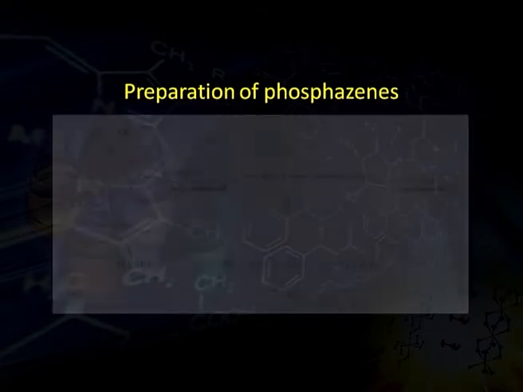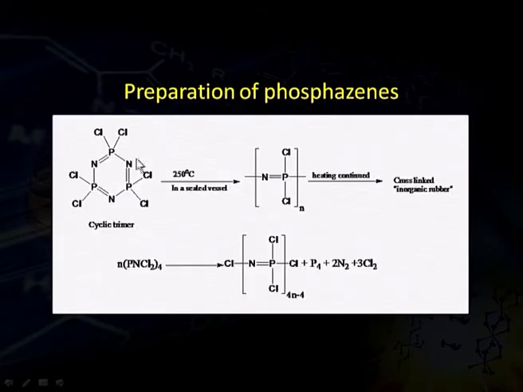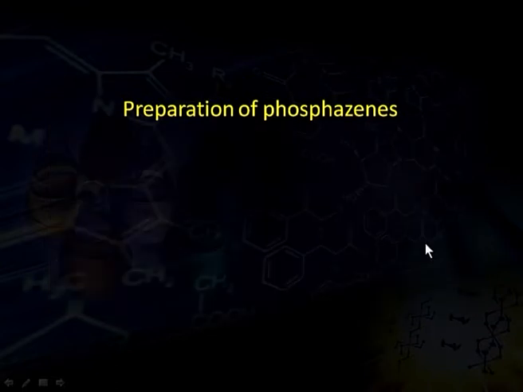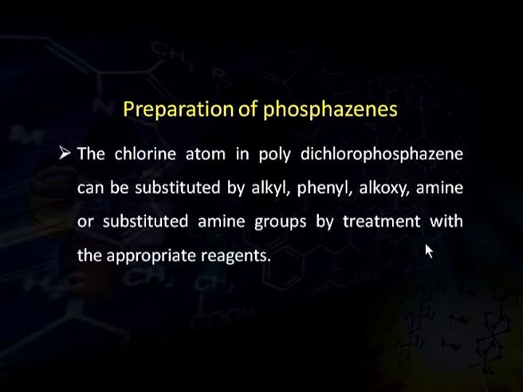It is heated at a temperature of about 250 degrees Celsius in a sealed vessel which is freed from moisture, and the ring opening takes place. This compound is further heated and a cross-linked inorganic polymer is obtained. Similarly, if we take the tetramer, the same type of reaction takes place, the ring opening takes place. The chlorine atom in polydichlorophosphazine can be substituted by alkyl, phenyl, alkoxy, amine or substituted amine groups by the treatment with the appropriate reagent.